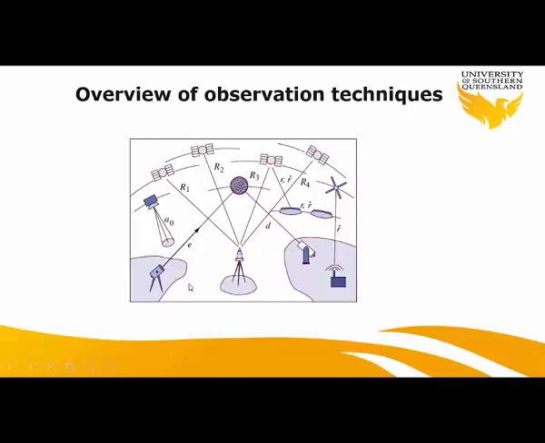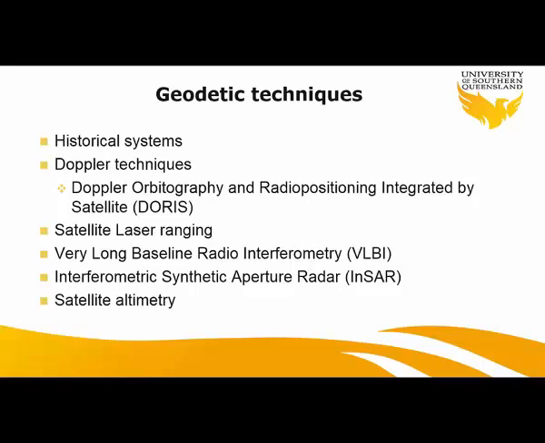This picture also shows you the different techniques we had in terms of the ground-based system, satellite-based system, and inter-satellite system, where we have different platforms tracking and monitoring each other. As I said, they have different techniques. Some of them go back to very old or old-fashioned techniques, like the historical system using big cameras taking an image of the satellite. We have the very new techniques like the DORIS system, InSAR, VLBI, or very long baseline radio interferometry. We have altimeters. All of those are very new techniques in geodesy, which can be considered for different applications.